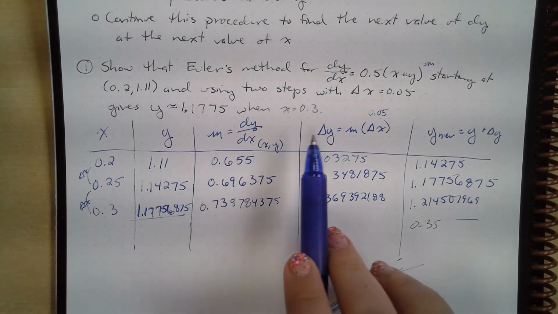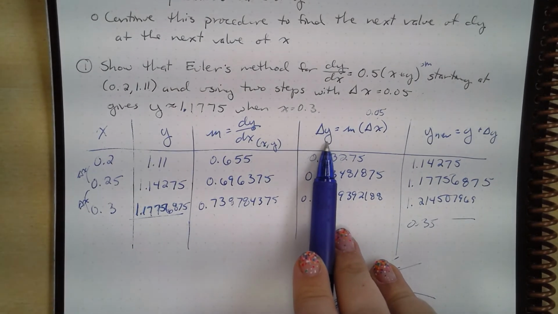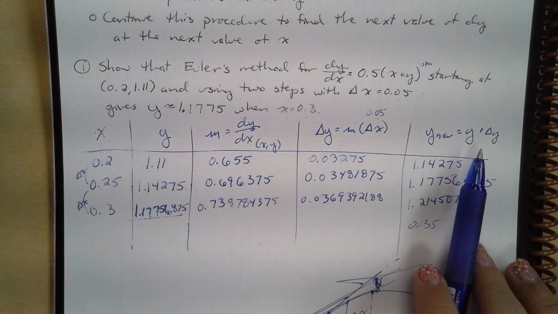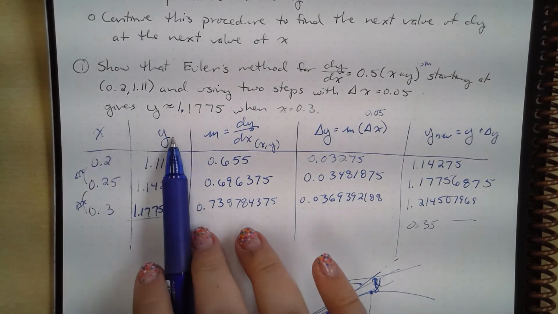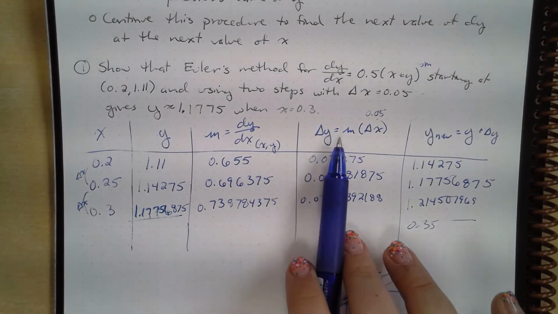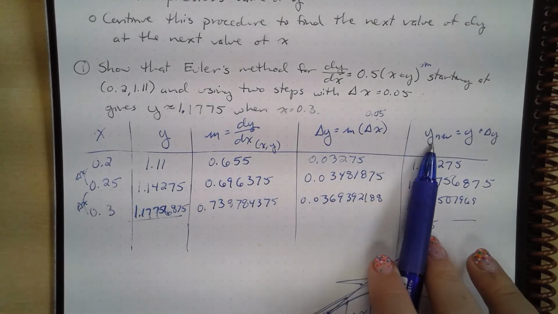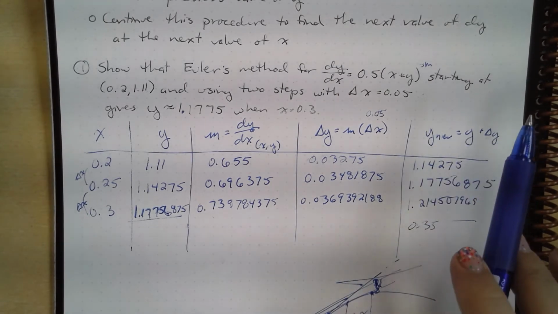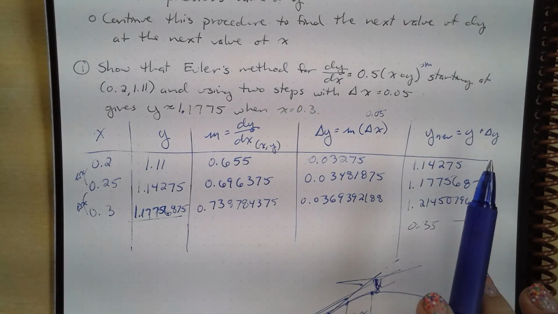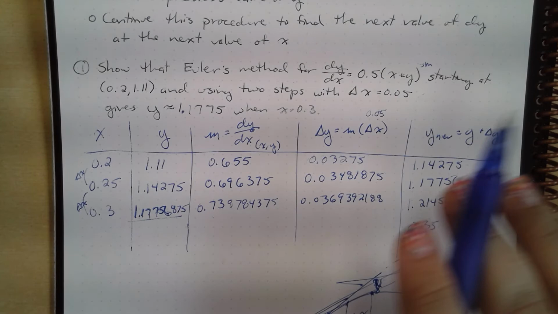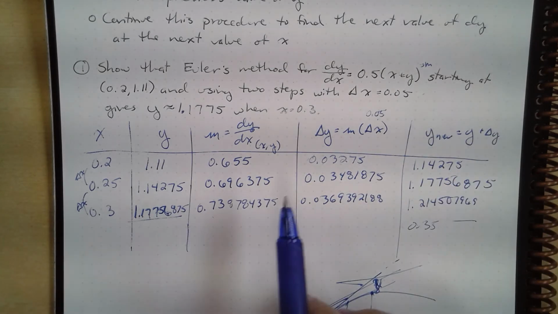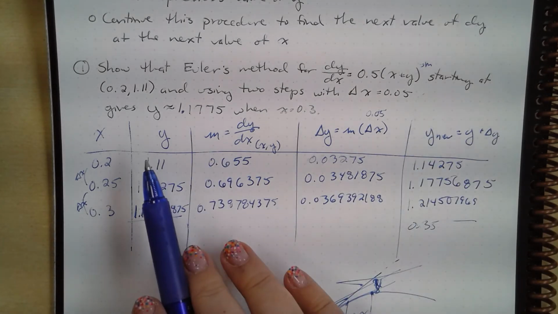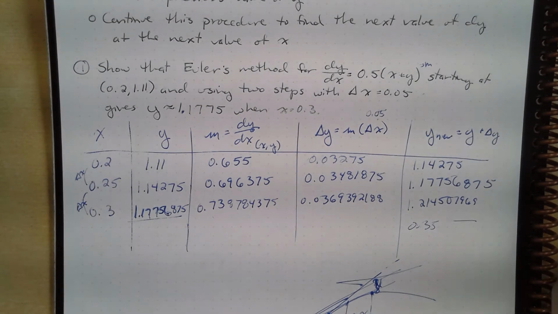Now, I need to find delta y. I highly recommend using this chart with the x, y, m, delta y, which is equal to m times delta x, and y sub nu, which is equal to y plus delta y, because I think this will make things much easier and clearer when you're actually calculating Euler's method.